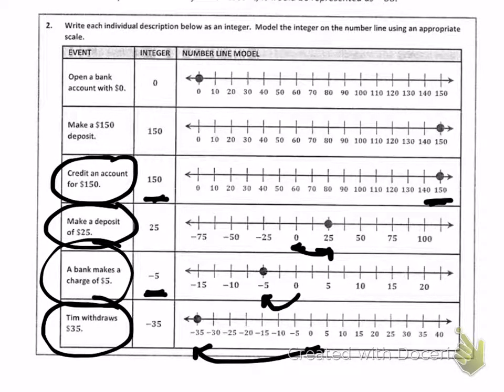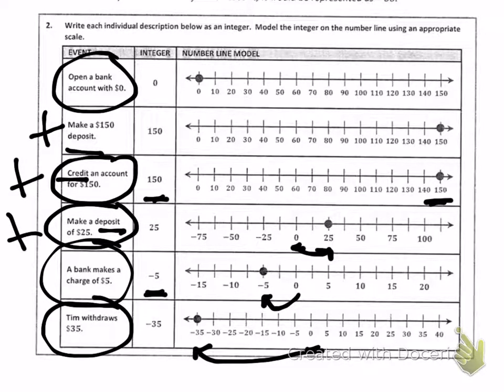So anytime you have, reviewing this, 0 is neutral, a deposit would be a positive, a credit would be a positive, a charge would be a negative effect, and withdrawing, taking money out, would be a negative effect. So that's your first example of a word problem that has to do with money that represents positive and negatives.